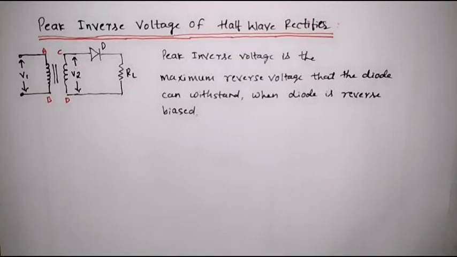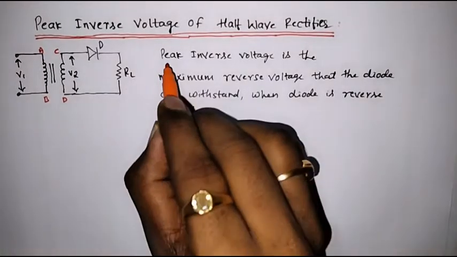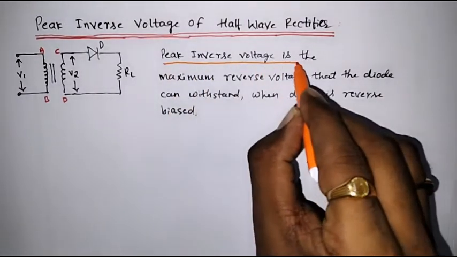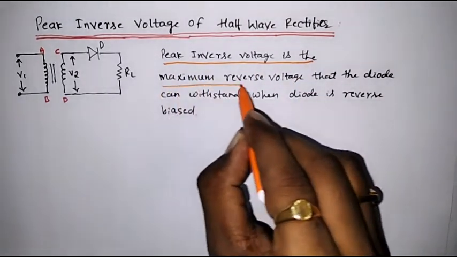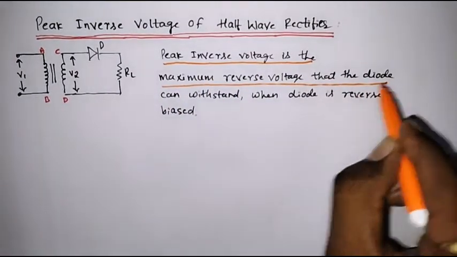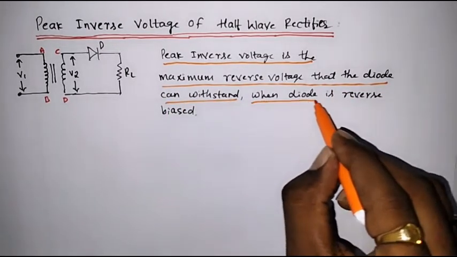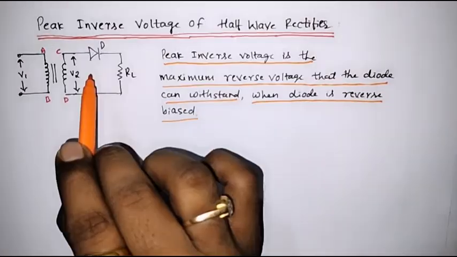In this lecture, let's study peak inverse voltage of rectifiers. Let's see the definition of peak inverse voltage. Peak inverse voltage is the maximum reverse voltage that the diode can withstand when the diode is reverse biased.